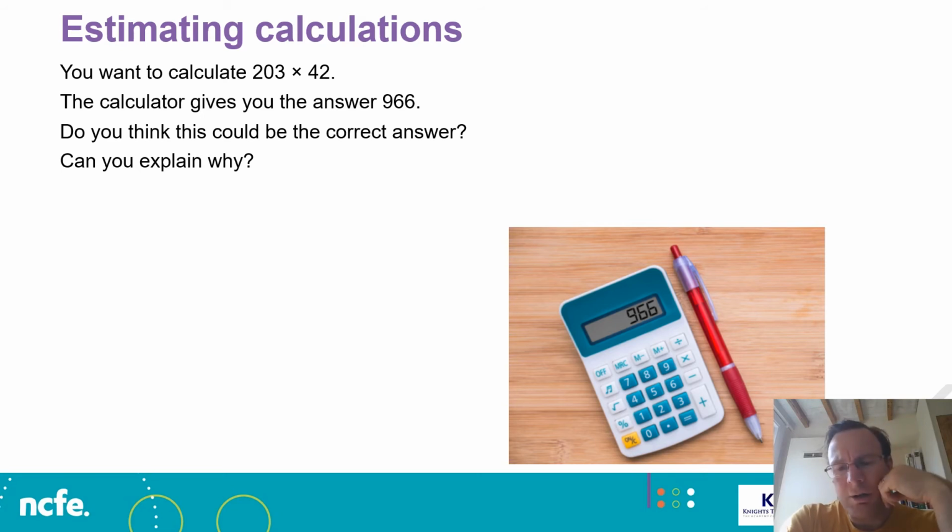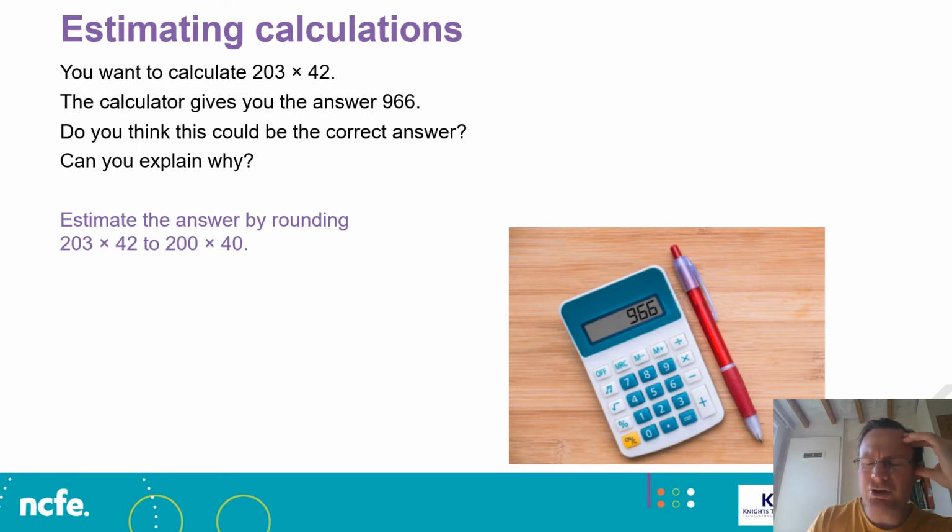So hopefully you've had a little go at estimating and actually looking at that calculation, it doesn't look quite right, does it? 203 times 42 seems a little bit large because 4 lots of 203 is going to be over 800. So let's just do the process.